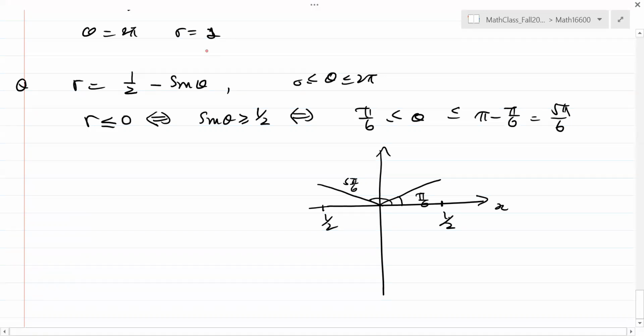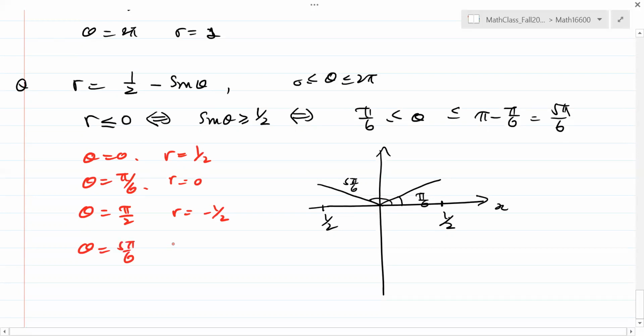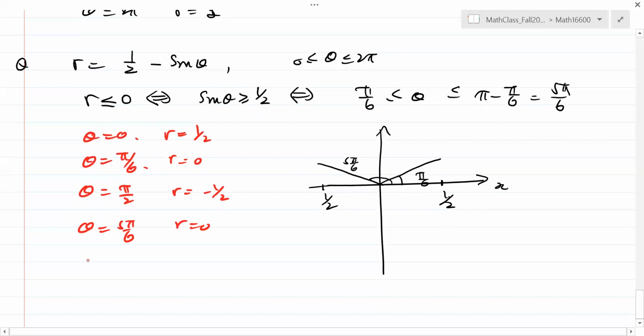Imagine when theta increases, when theta equals 0, r equals 1/2, it's positive. When theta equals pi over 6, r is going to be 0. When theta equals pi over 2, this is even going to be negative 1/2. When theta equals pi, it's going to be one half. When theta equals 3 pi over 2, r is going to be negative 1/2, somewhere here. So the graph looks like that. First of all, we are okay here.